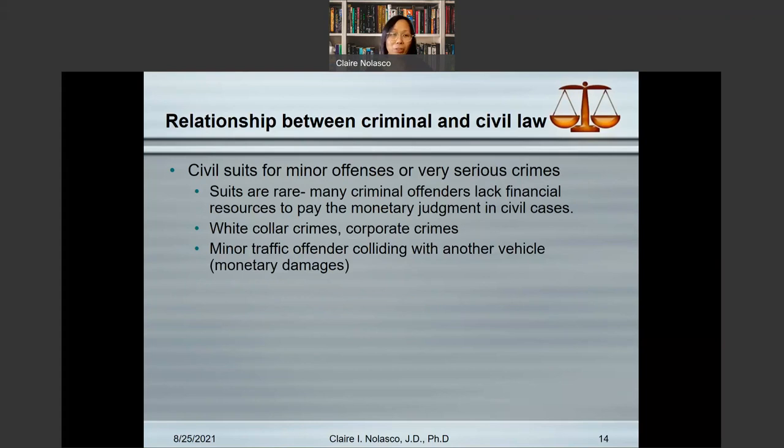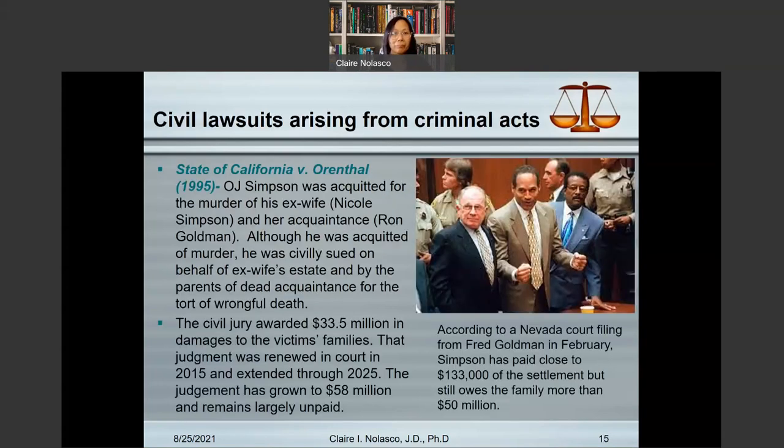Well, as I mentioned, you can file civil suits arising from a criminal case or regardless of the disposition of the criminal case. However, civil suits are relatively rare because criminal offenders lack the financial resources to pay the monetary judgment in civil cases. There are exceptions, however, for example, white collar crimes, corporate crimes, wherein the offender has the money to settle and pay damages to the offended party and the victim in a separate civil case. And then minor traffic offender violations, usually monetary damages can be obtained, especially if there's automobile insurance.